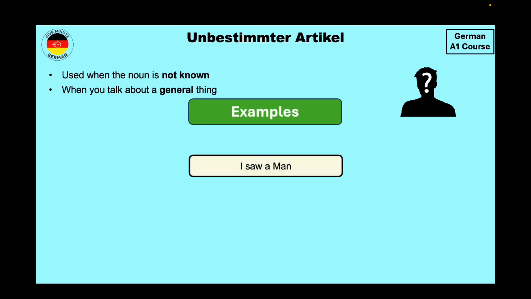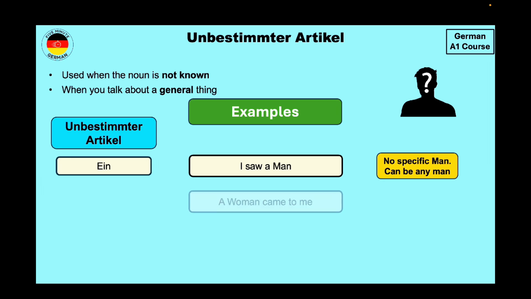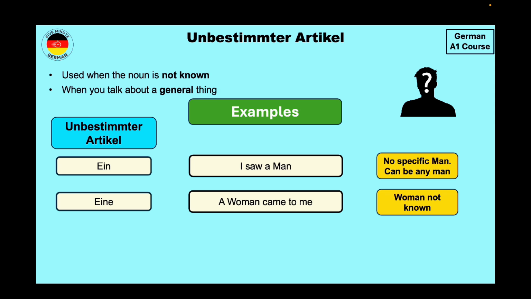So if I say, I saw a man, over here I am not talking about any specific man. It could be any man or someone who I did not know. So in this case, we will use the unbestimmter article ein, which is for masculine. Let's take another example. A woman came to me. So over here, the sentence shows that I did not know about this woman before. So I will use the unbestimmter article eine, which comes before feminine nouns.